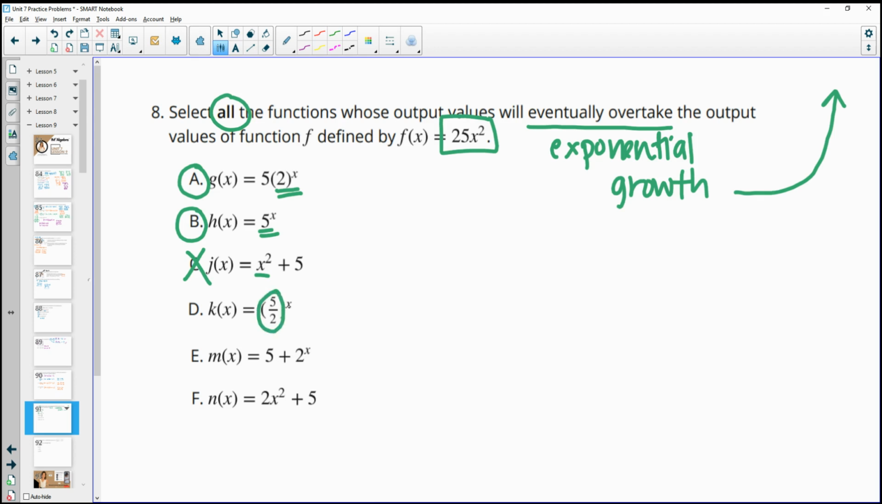D is an exponential, and that growth factor is 2.5. So that's going to be exponential growth, and that will eventually overtake that. E is an exponential because we see the x as the exponent. The growth factor is 2, so that's exponential growth. And then F is a quadratic, again, starts above it, except it only has a 2 in front of it. And so this one's going to be overtaking it instead. So A, B, D, and E would work.